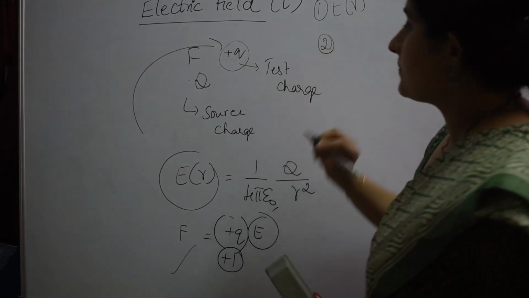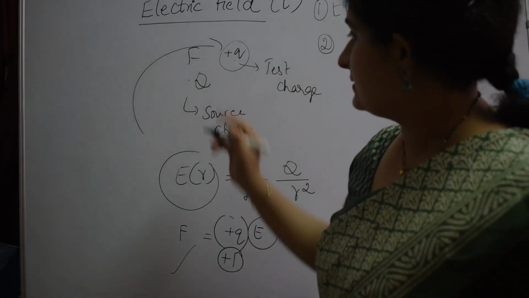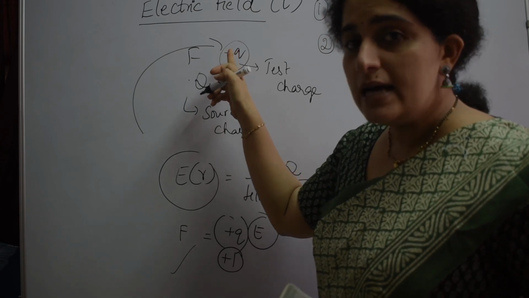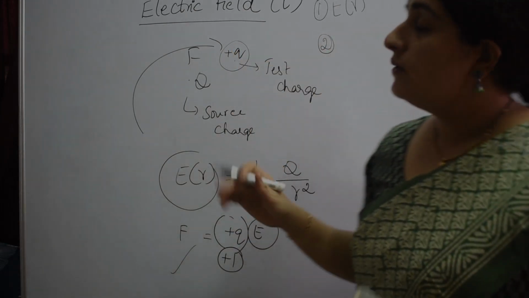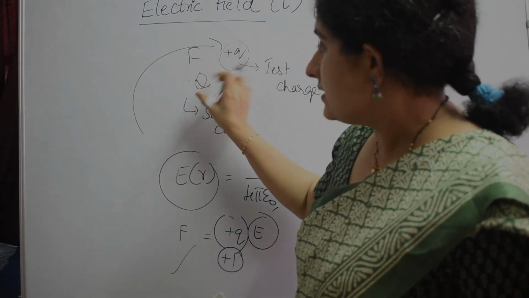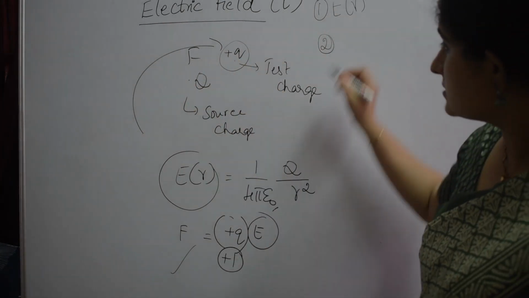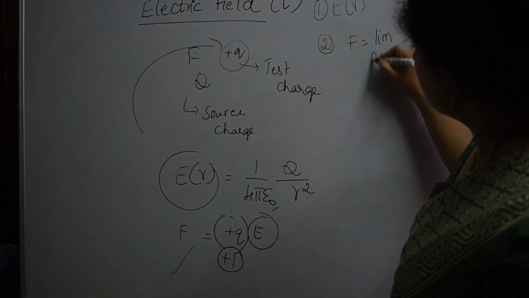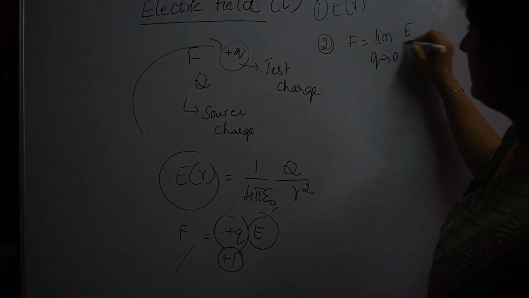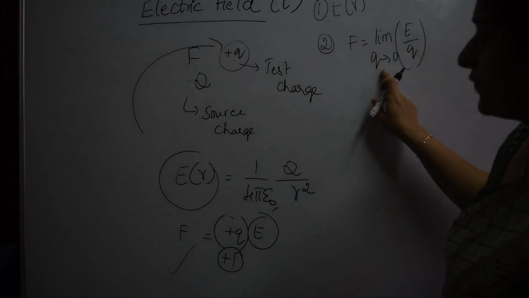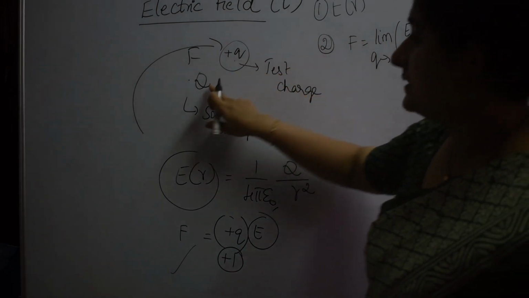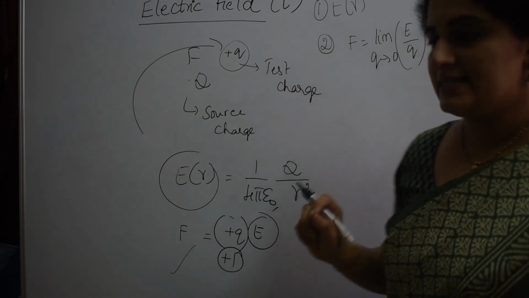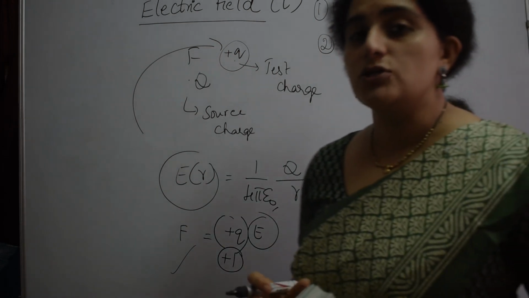Next one is, as I have already informed, that this Q will also experience some force due to the test charge. Now it is very difficult to deal with the two-way interaction. So we consider the force experienced as the limit Q tending to 0 of F by Q. So the force experienced by the source will be neglected if we consider a very small test charge, that is, limit Q tending to 0.